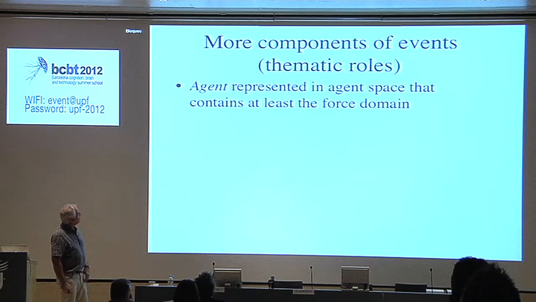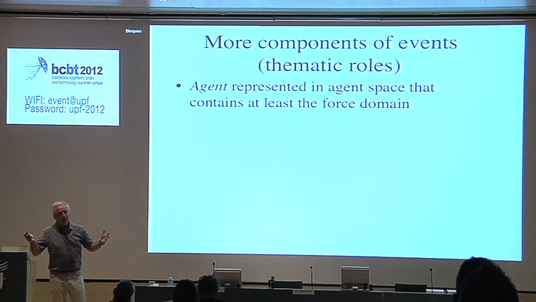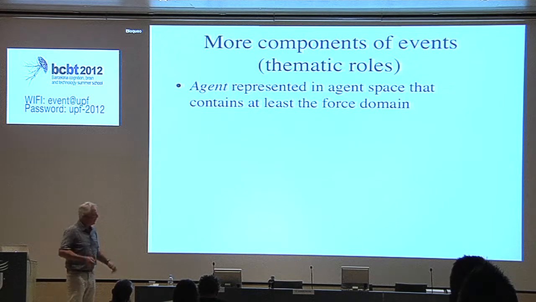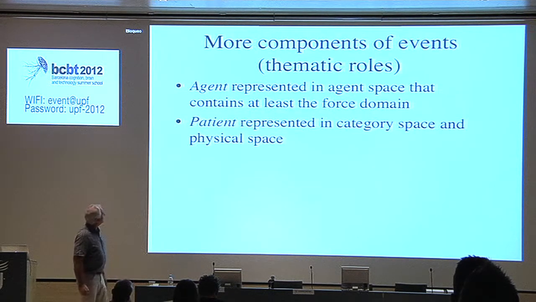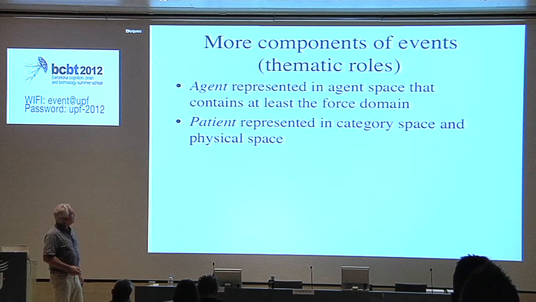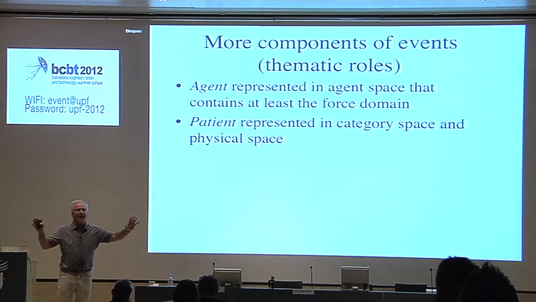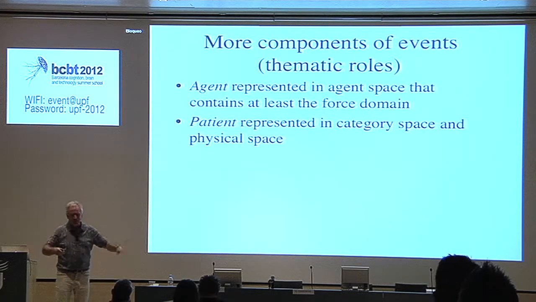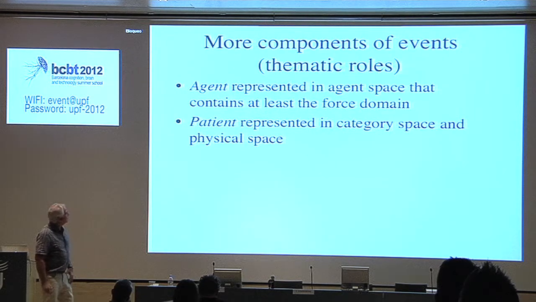So I want to say a little bit more about the components. An agent is an agent space. And an agent, in order to be an agent, must be able to exert a force. So there must be some kind of force domain associated with that. A patient could be any object. I call it category space here because I didn't define that. But that's the object I talked about earlier. And it normally has a location in the physical space. We can talk about abstract events where the patient is an abstract thing, but in general they are physical.